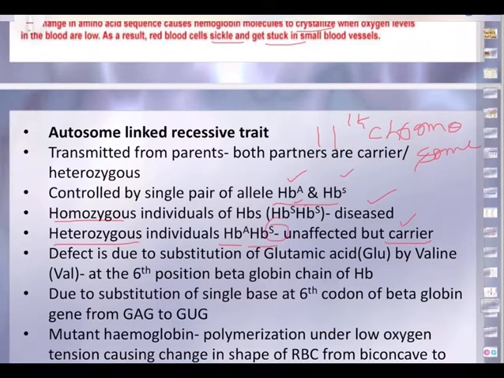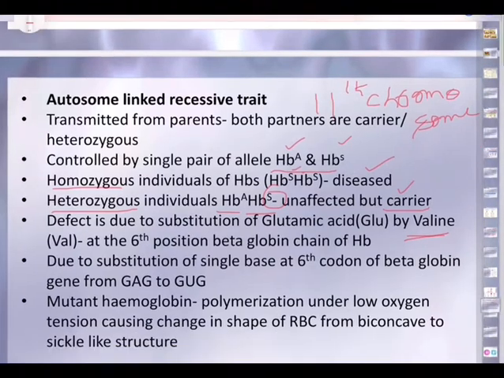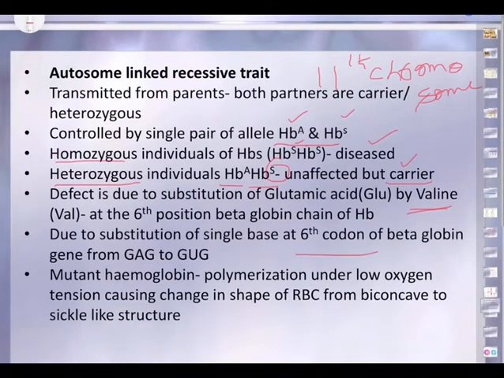But on the other hand, if it is heterozygous, hetero means different, different alleles are there, HbA and HbS. Then this person is unaffected as such, but he has got potential danger. This fellow is a carrier. He carries this gene. And the defect is due to substitution of, as we just saw, glutamic acid by valine.